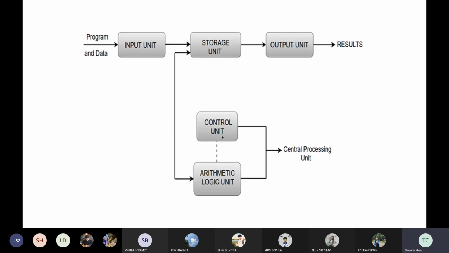And here is the schema of what is inside a computer. So we have here, you can see the input unit. We have the storage unit, or maybe you can call it the memory unit, the same thing. And we have the output unit, and then the control unit and arithmetic logic unit are the components inside a central processing unit, and it communicates with the storage unit to process the data.